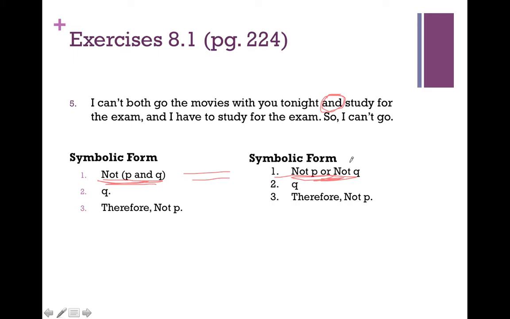This is why this is in the section on disjunction, and some of you may even have just thought what you see right here on the right-hand side. This might have been what occurred to you from the beginning, not P or not Q.